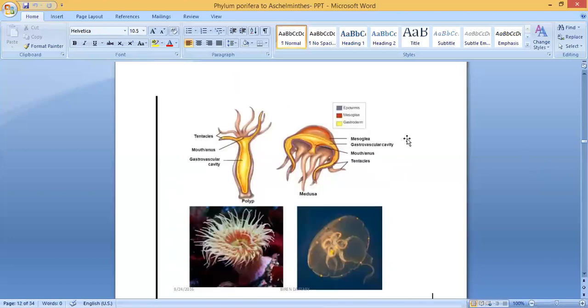Clear? So these are the tentacles. Clear? So these are called tentacles. Usually, you can see this is the mouth. The mouth is surrounded by these tentacles. They are motile in structure. They can move. They are motile appendages. Clear?